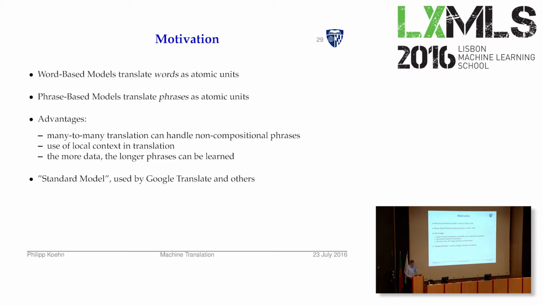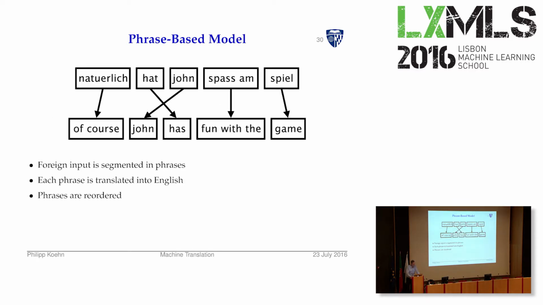So if you model it on that level, you get much more distinct translation probability distributions. There's also the idea that the more data you have, the longer phrases you can learn, up to the point that if you've seen the sentence before, you can just map the entire sentence into the target. So this is the standard statistical machine translation model that's been used for a decade now. It's pretty much still probably what's behind Google Translate, and that's the system we work with most of the time.